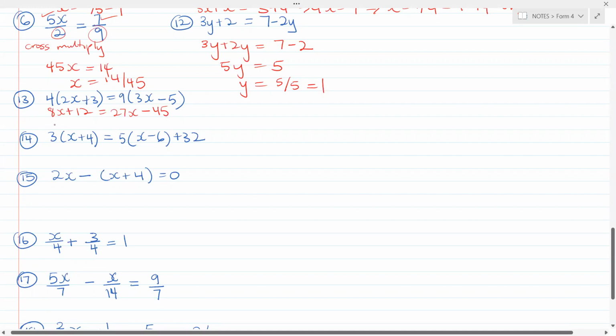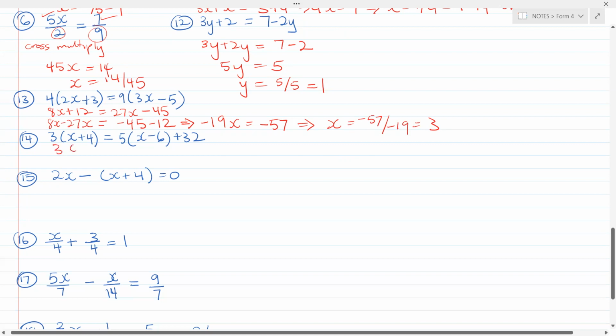So we put all the x's on one side. So I can say 8x minus 27x is equal to negative 45 minus 12. Of course, they can be on different sides, and the signs may look a little different according to which one you move. Just take your time. So this will then give us negative 19x is equal to negative 57. And of course, we divide negative 19 on both sides. And x will be negative 57 over negative 19, which will give us positive 3.